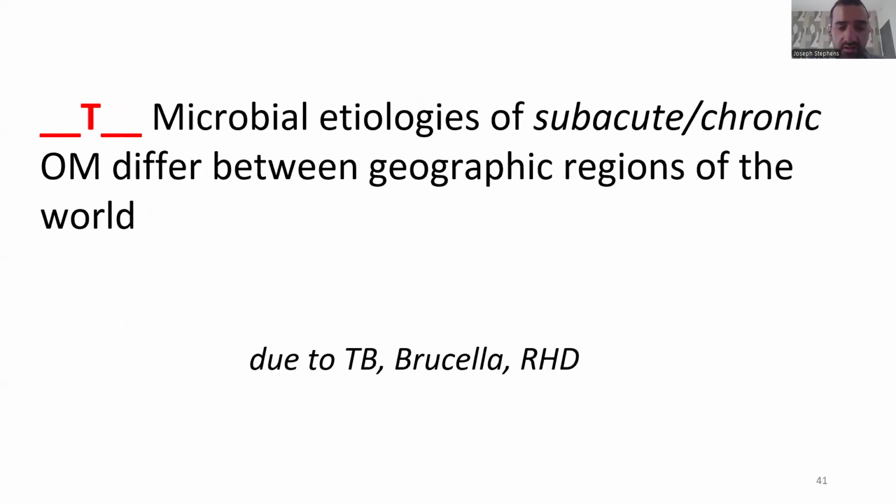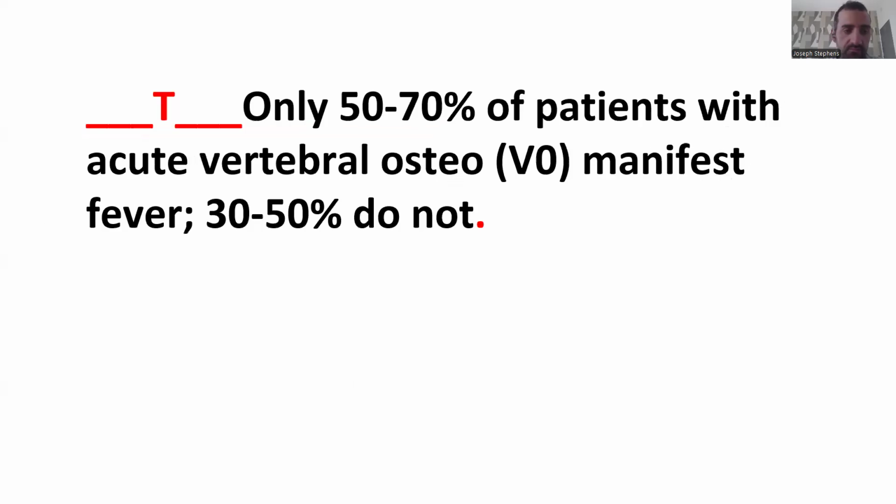Microbial etiologies of subacute chronic OM differ between geographic regions of the world. The answer here is true. So we just said acute osteomyelitis comes from the same organisms regardless of where you are around the world, but subacute or chronic osteo is different. And in this case, things to think about in sub-Saharan Africa are TB, brucella, and rheumatic heart disease, as mentioned.